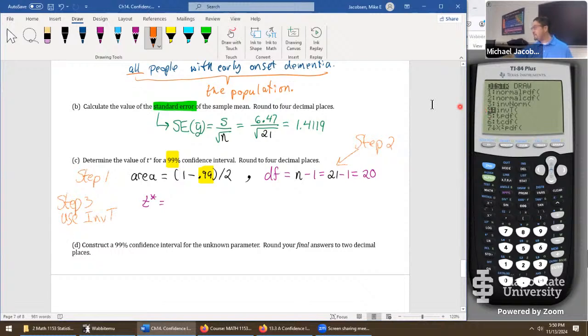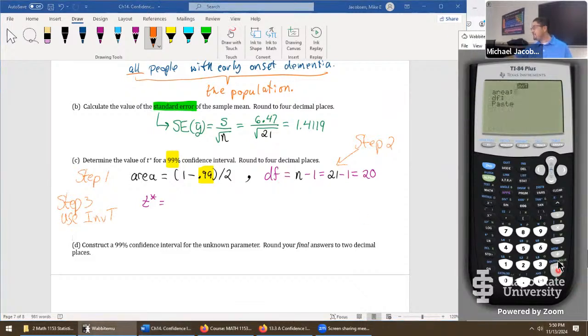So use inverse T. And you know we picked the wrong one because inverse norm doesn't talk about degrees of freedom whatsoever. If you go to inverse T, that's where things line up here. So I'll just type that in directly and verbatim. 1 minus 0.99 divide by 2.